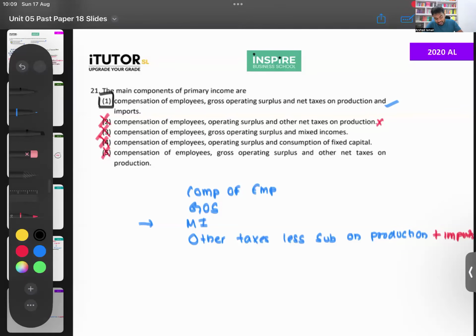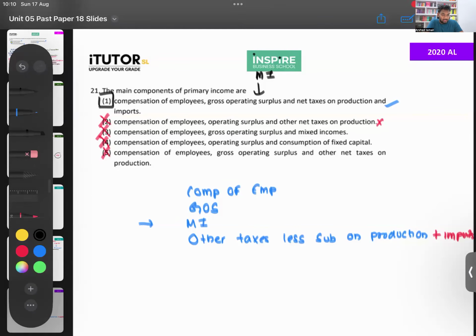Earlier, mixed income was also inside gross operating surplus. But now mixed income is not a part of gross operating surplus, because mixed income is the income earned by these small businesses. So now you can separately identify those. Therefore, now it is reported separately. Now this is a 2020 paper. From 2022 only they changed that. So from 2022, earlier when you say mixed income, it is inside this, but now it is separate. So that's answer number 1. Can we get property income? Yes, if you have land or capital, you can get property income.